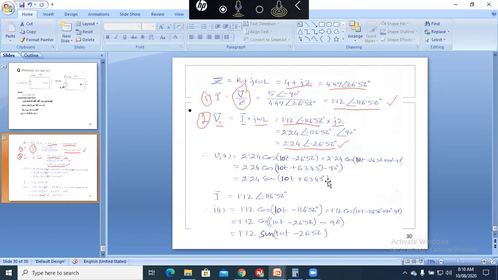So this is about the RL circuit, and there are several uses of the RL circuit. The RL circuit can be used as a low pass filter and a high pass filter. Similarly, the RC circuit can also be used as a low pass filter and a high pass filter, right?